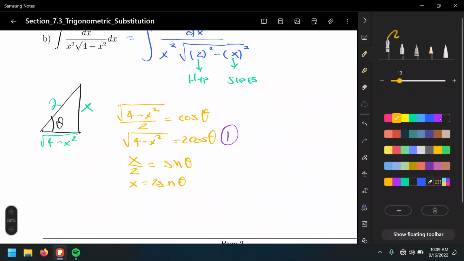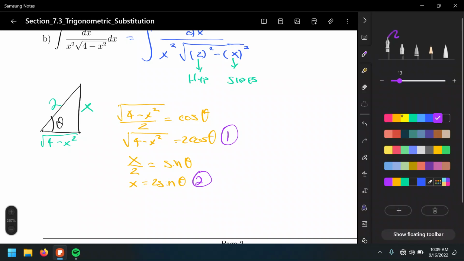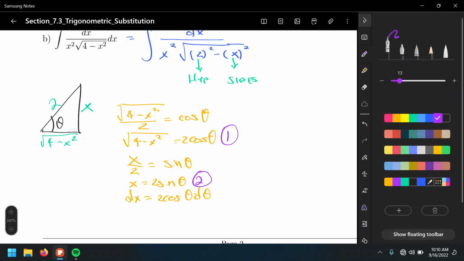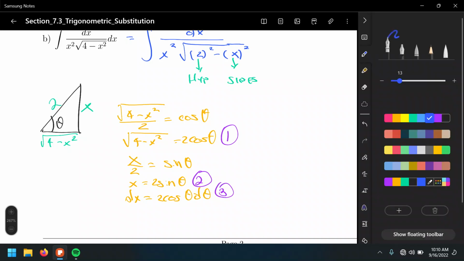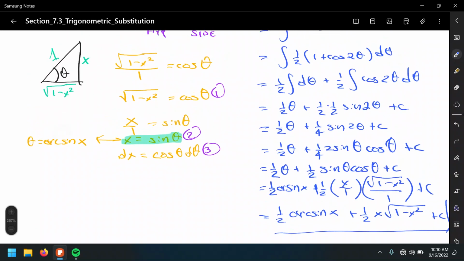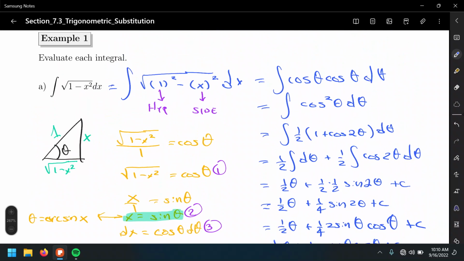Now, this is the second piece of information that we'll label in our setup, and we need to find dx by differentiating x. dx equals 2 cosine theta d theta, and that's number 3. All right. Well, in the previous example, we didn't use number 2. Notice we didn't use number 2 because we didn't have factors of x. We just had the square root of 1 minus x squared. But this time we are going to use the 3 pieces of information in this example.